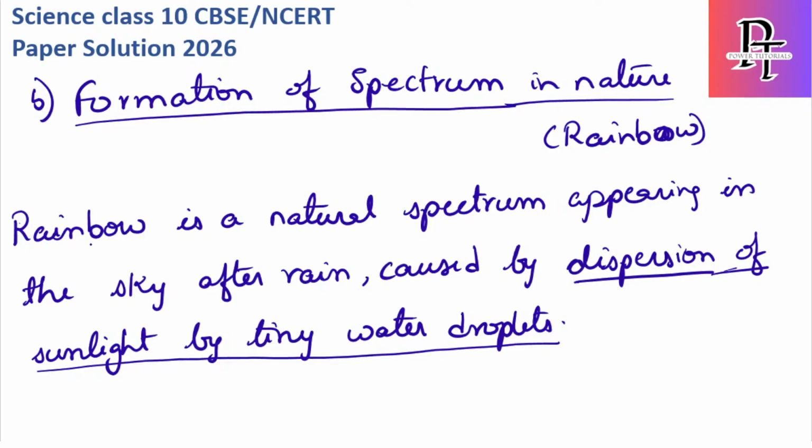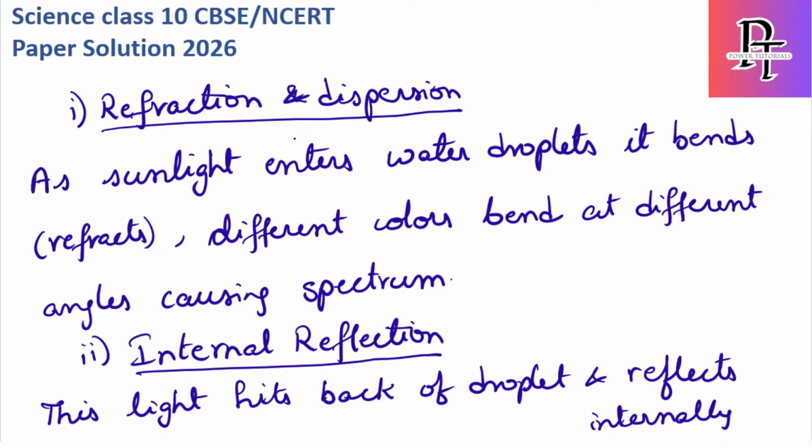So how it is happening: the rainbow is a natural spectrum appearing in the sky after rain, caused by dispersion of sunlight by tiny water droplets. So the main part is the dispersion of sunlight by tiny water droplets, but as it is asked in detail, it follows 3 steps. First one, refraction and dispersion.